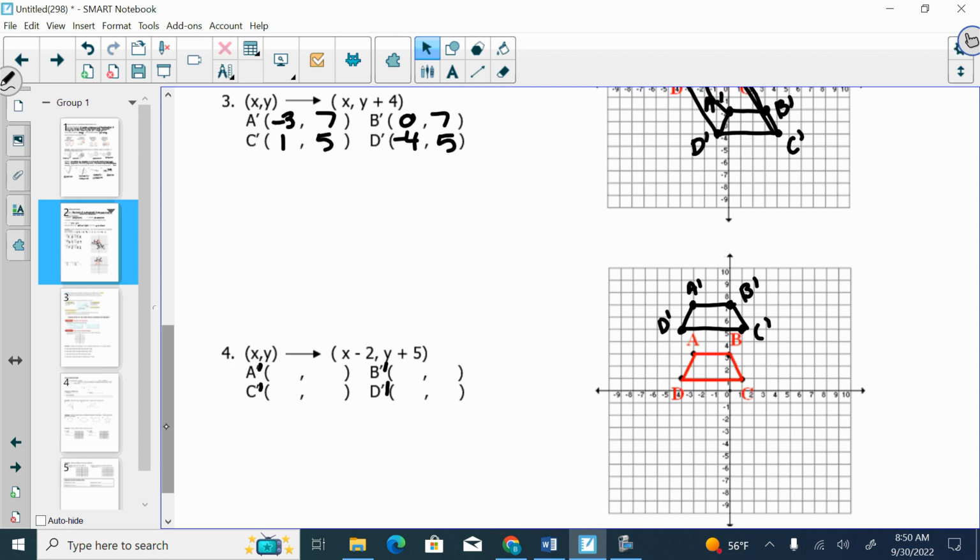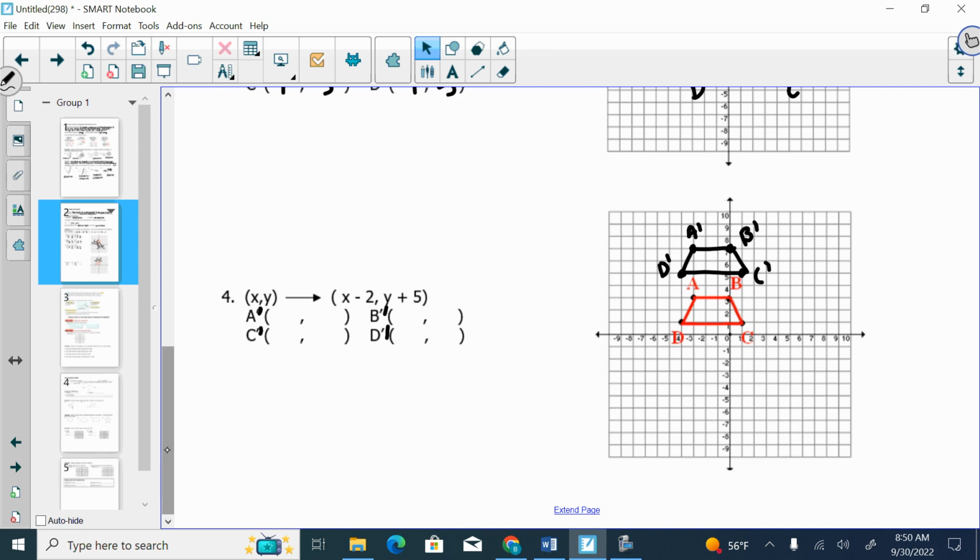Okay, and then we just have one more that we need to map. So this last one says we're going to subtract 2 from each x value. If we subtract 2 from -3, that puts us at -5. And if I subtract 2 from 0, I'm going to be at -2. And if I subtract 2 from 1, I'll be at -1. And if I subtract 2 from -4, I'll be at -6.